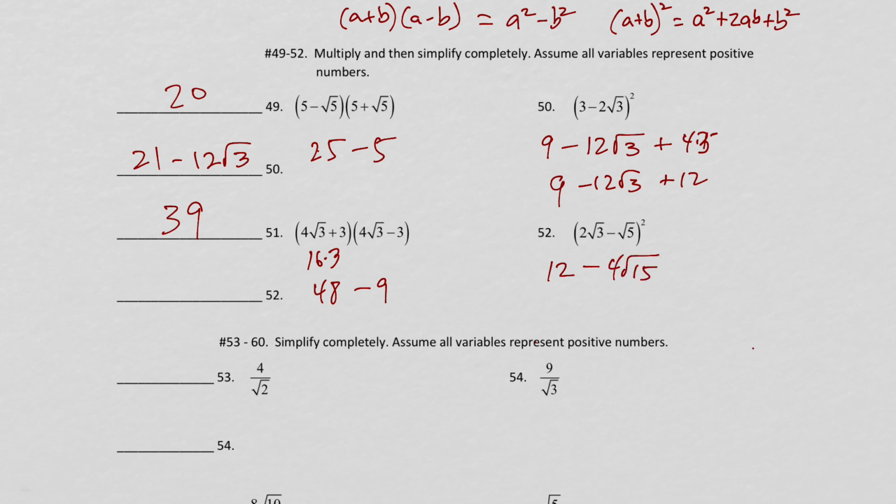Again, ab is this times this, which is 2 times 1 is 2. This times this is root 15, but 2 of them give us 4 root 15. And then finally, we have plus b squared. Negative squared is positive. This squared is 5. So when we combine like terms, this plus this is 17 minus 4 root 15.